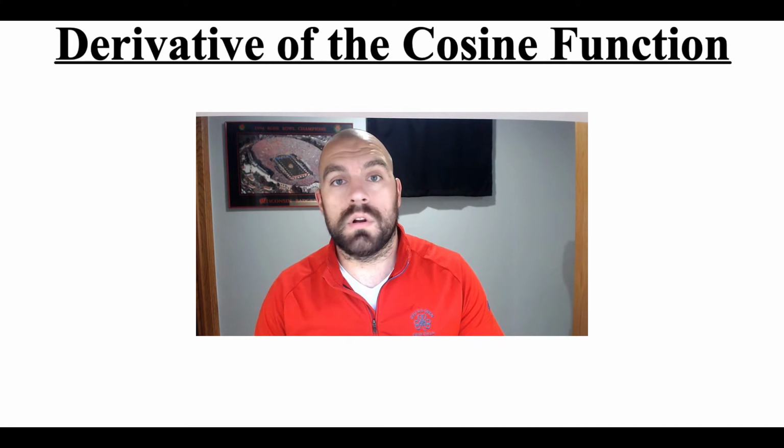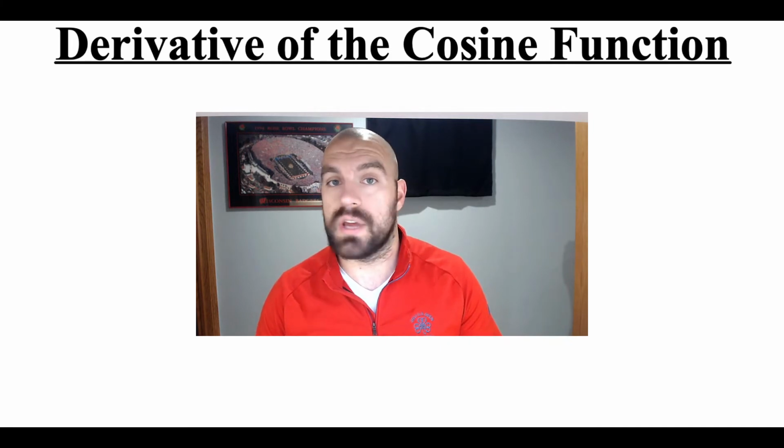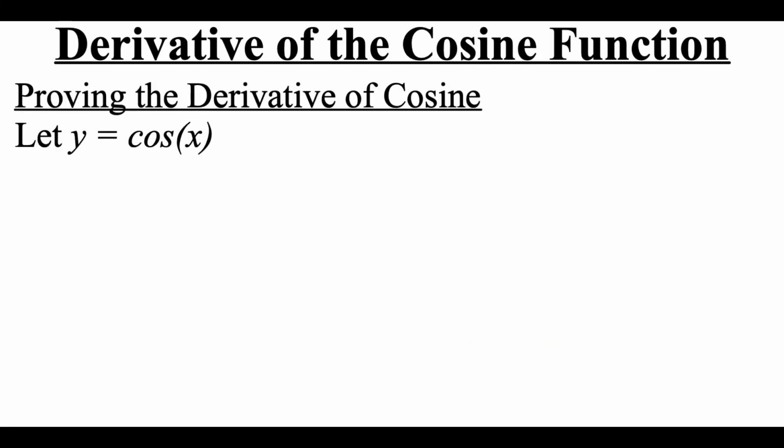In this video, we're going to look at the derivative of a cosine function. So here we're going to be proving the derivative of a cosine function. What we're going to be doing is taking the limit of the cosine of x plus h minus the cosine of x all over h, and we're going to be doing this as h is approaching 0.